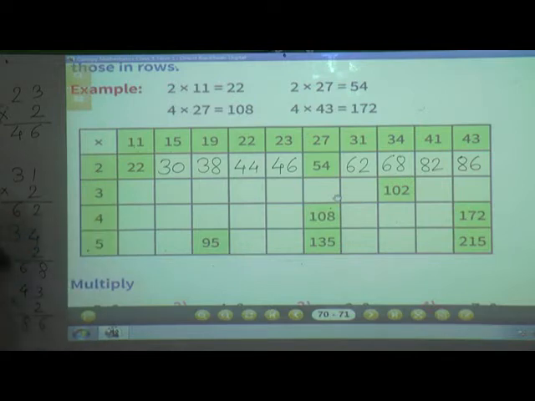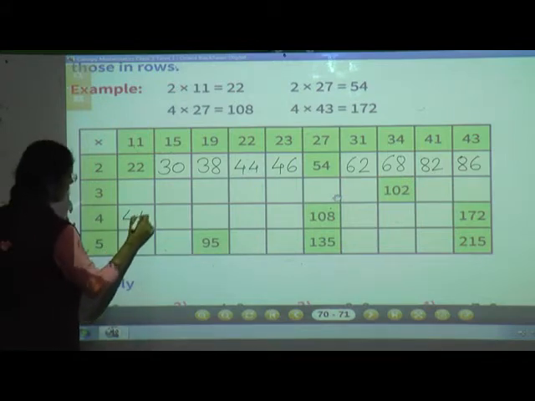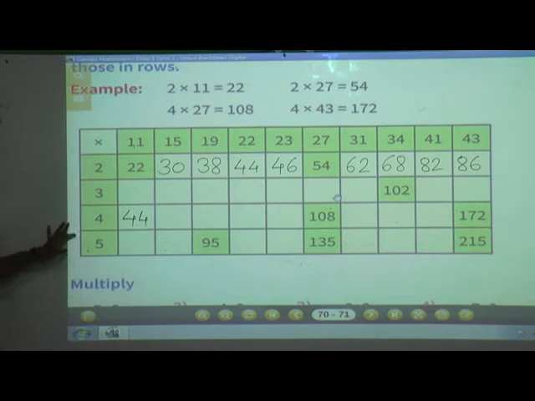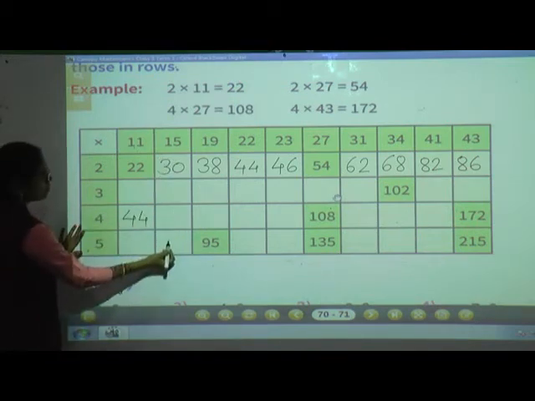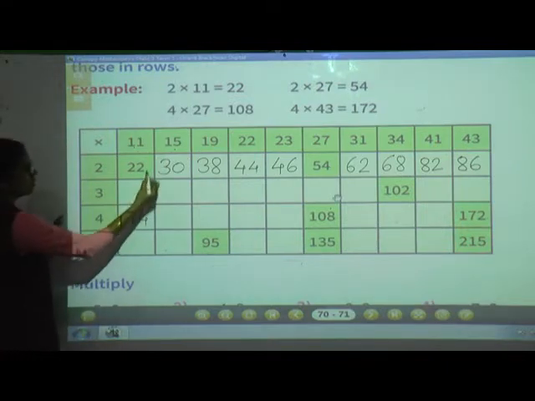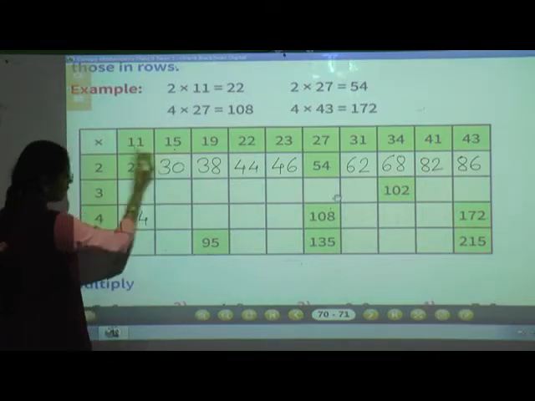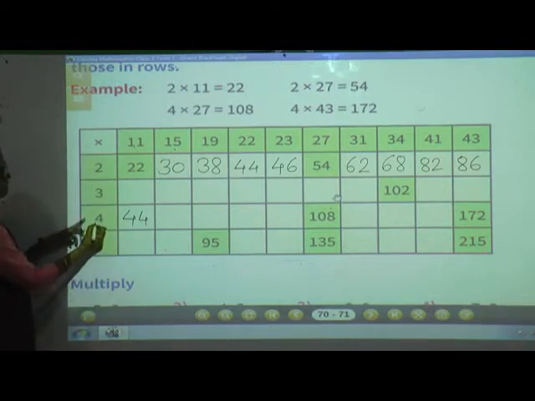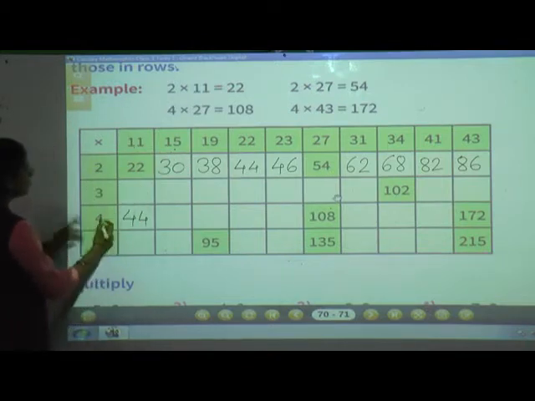11 into 4. Now here you can see the table of 11 also. 11 4s are 44. So we'll write 44. And if you don't know the table, you can do the multiplication and you can write the answer. Now here in the row the next number is 15 and in the column the next number is 4. So 15 into 4.